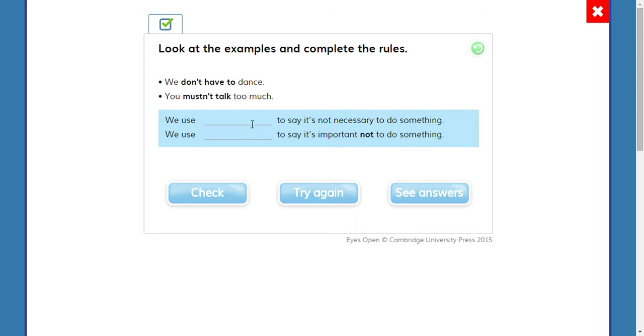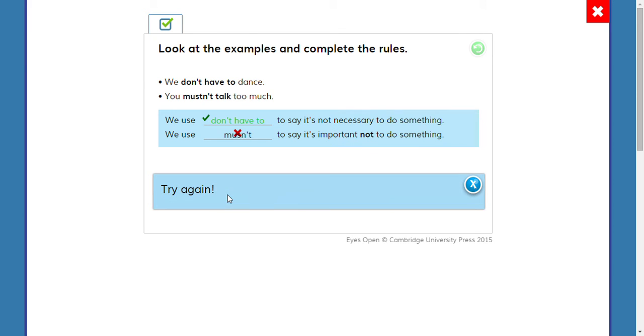We use doesn't have to or don't have to to say that it's not necessary to do something. Remember this word? Necessary. That is good. So, in the second case, mustn't, to say it's important not to do something. In negative, let's check it. Oh, what happened? Let me see.